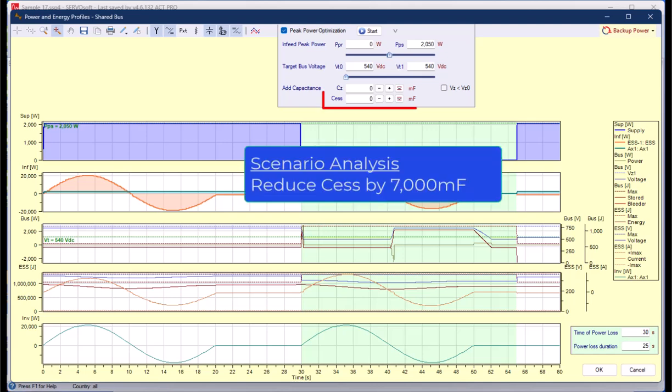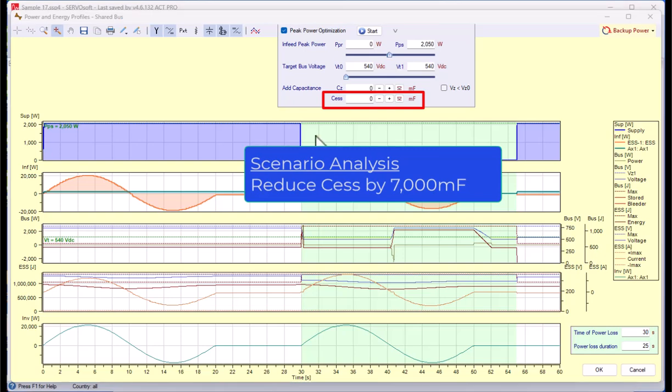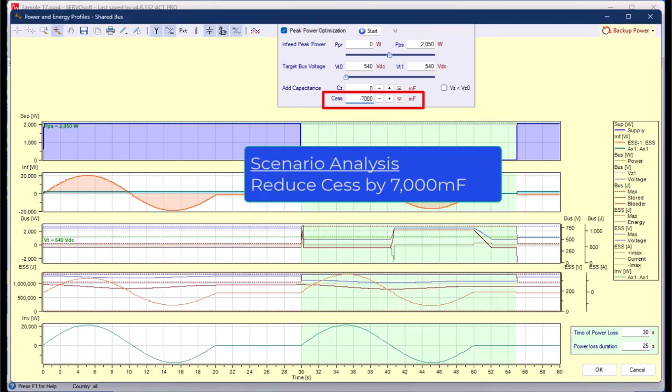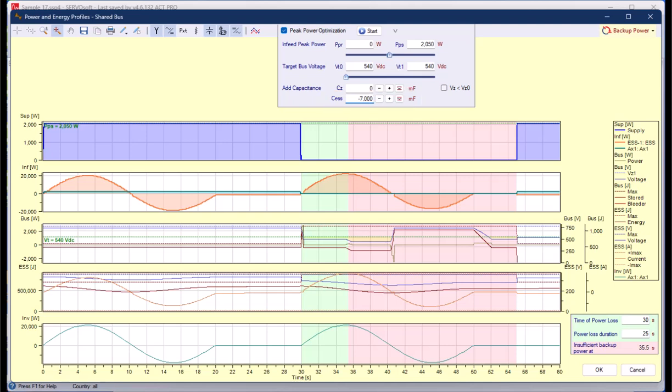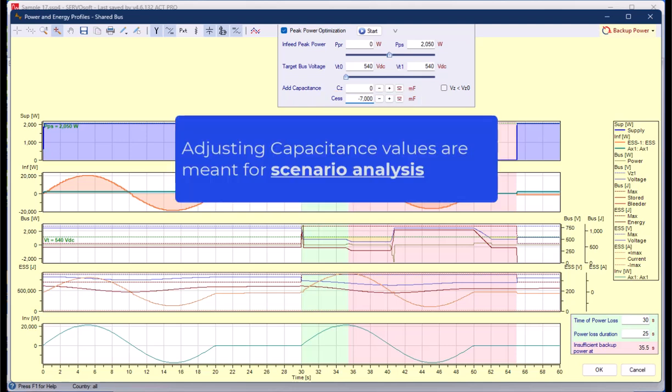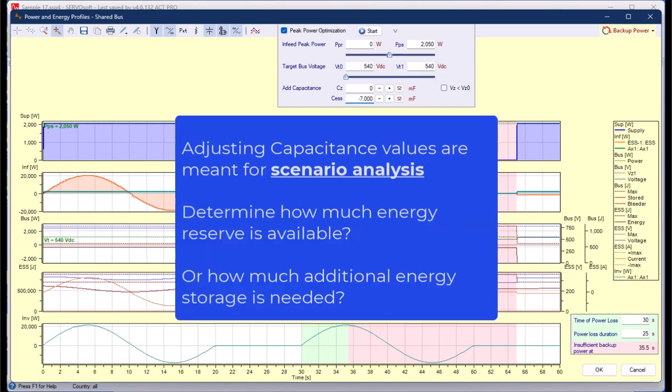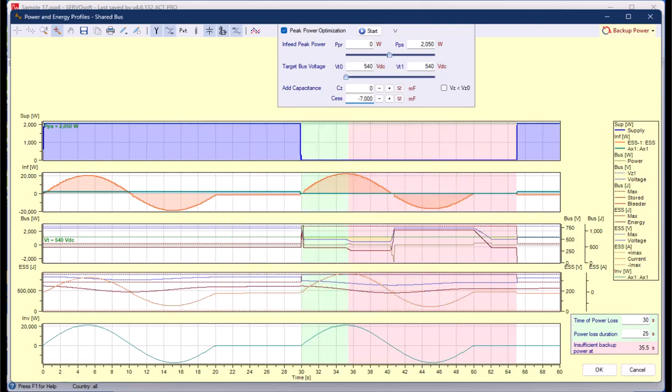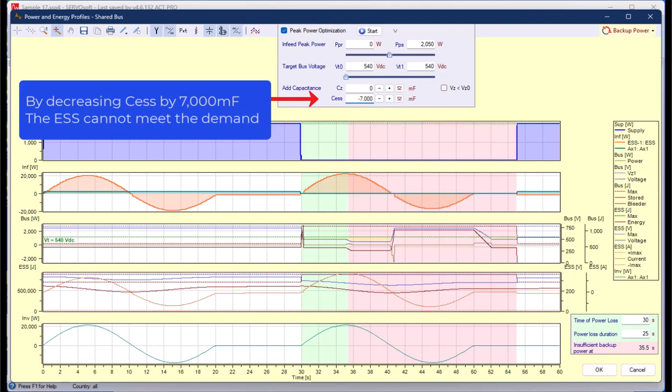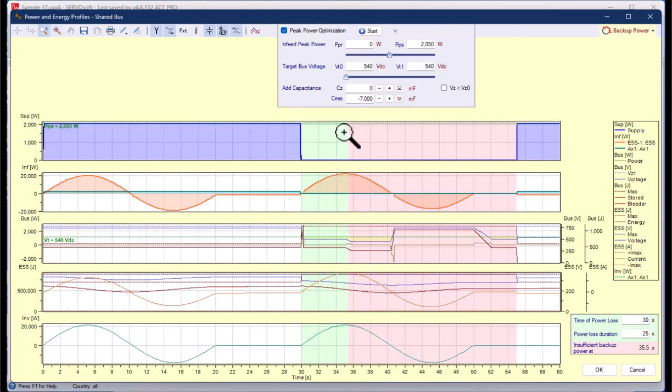If I reduce the ESM energy storage capacitance by 7,000 millifarads, then at 35.5 seconds, the ESM does not have enough peak power to keep the system running. Adjusting the capacitance values is meant for scenario analysis, for example, to determine how much energy reserve is available, or how much additional energy storage is needed. In this case, by decreasing capacitance by 7,000 millifarads, the system cannot meet the inverter output profile demand, and this is shown clearly by the red background starting at 35.5 seconds. I'll drill down a little bit at this exact moment at 35.5 seconds.